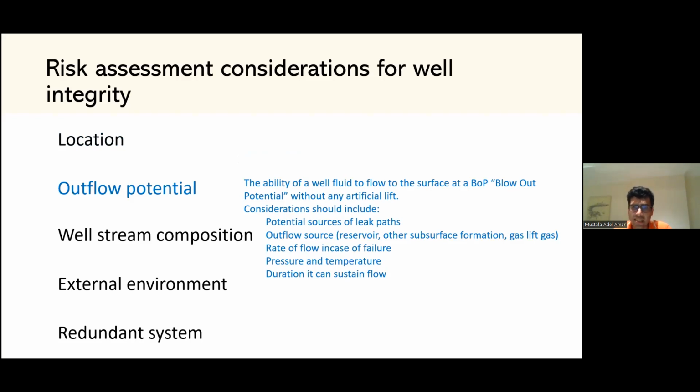Outflow potential is the ability of the well fluid to flow to the surface. You can consider it as if we lose the Christmas tree of the well, how much fluid is going to be coming out of the well? In the worst case scenario, if we lose the Christmas tree and the well is producing to the atmosphere, how much is the well going to produce? It's a useful piece of information because it tells you the severity of the top case. The top case is that your well is just producing to the atmosphere.